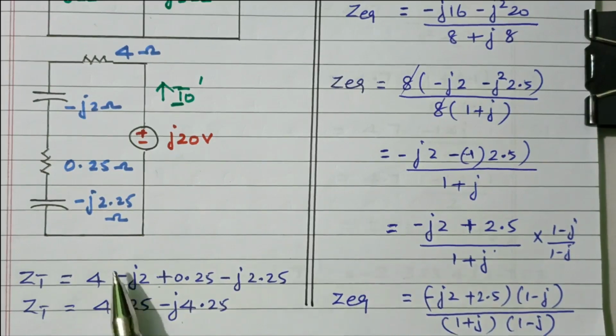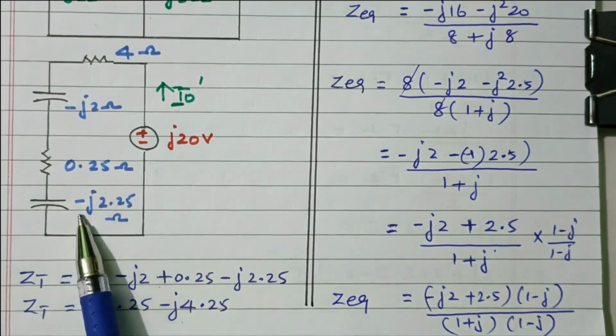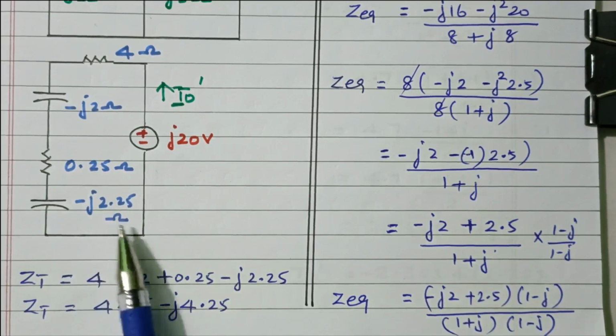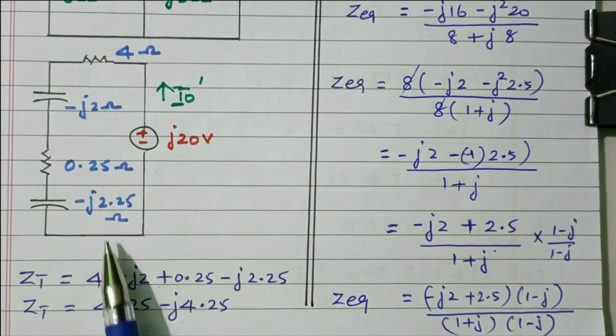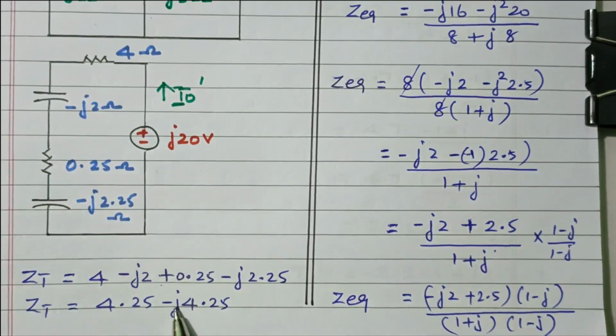How are we getting this 0.25 minus j 2.25 for this Z equivalent? That is the two parallel combination. Here we will see the further simplification, so that we will verify this answer. So this is the final impedance.